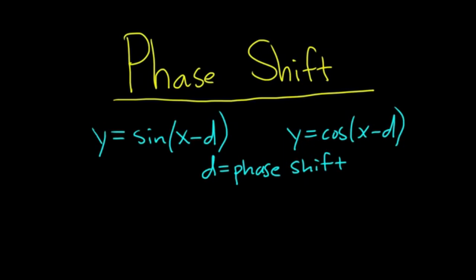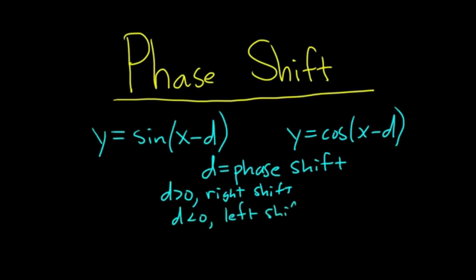Whenever you have a positive value, you're going to go right, so it's a right shift. If you have a negative value, it's a left shift. Let's look at some examples. It's pretty easy. Say we had y equals sine of x minus 3. This is a right shift. If you remember from other math classes, whenever you subtract a number from the x, you think it's left, but no, it's right. So we're going right 3 in this case.